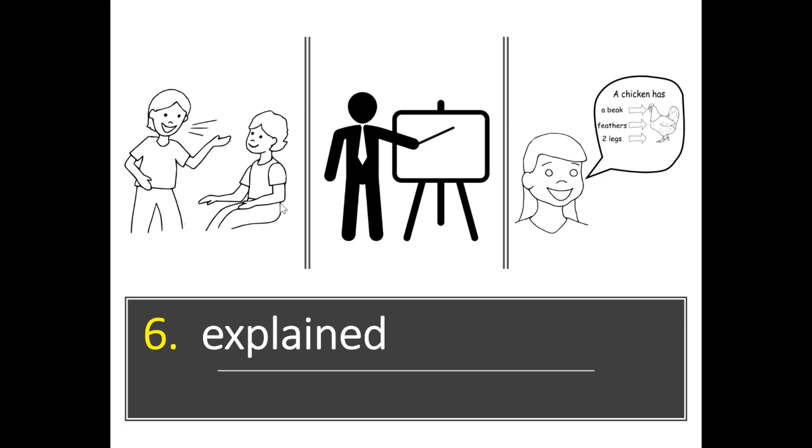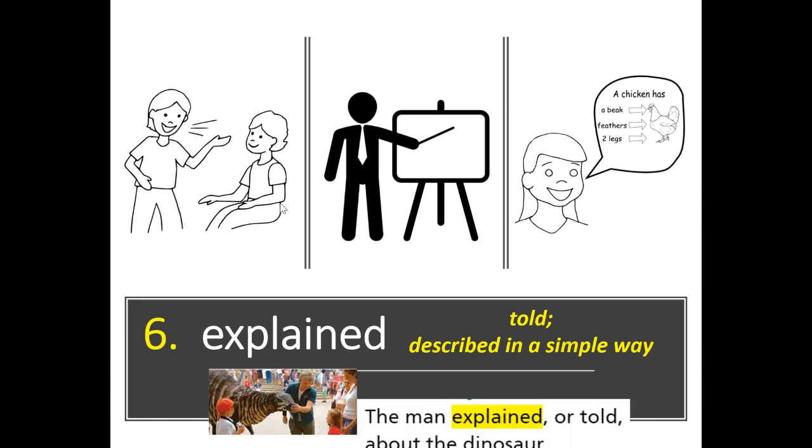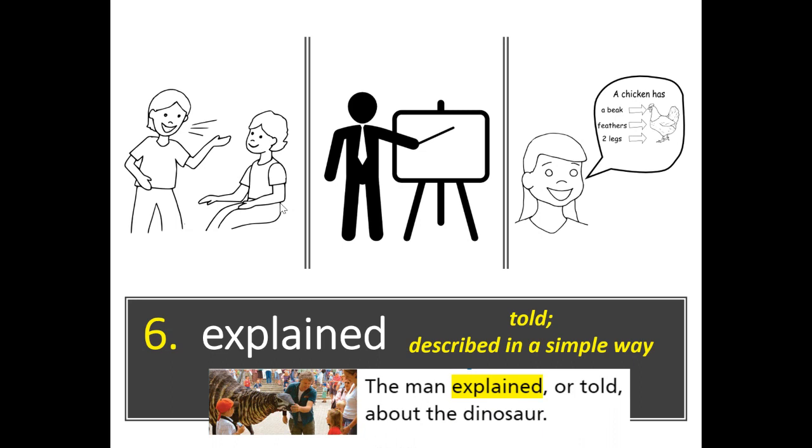So explain is the root word. Explained is past tense. Told, described in a simple way. Explained. The man explained or told about the dinosaur. Think about it. What are some things that your teacher has explained to you?